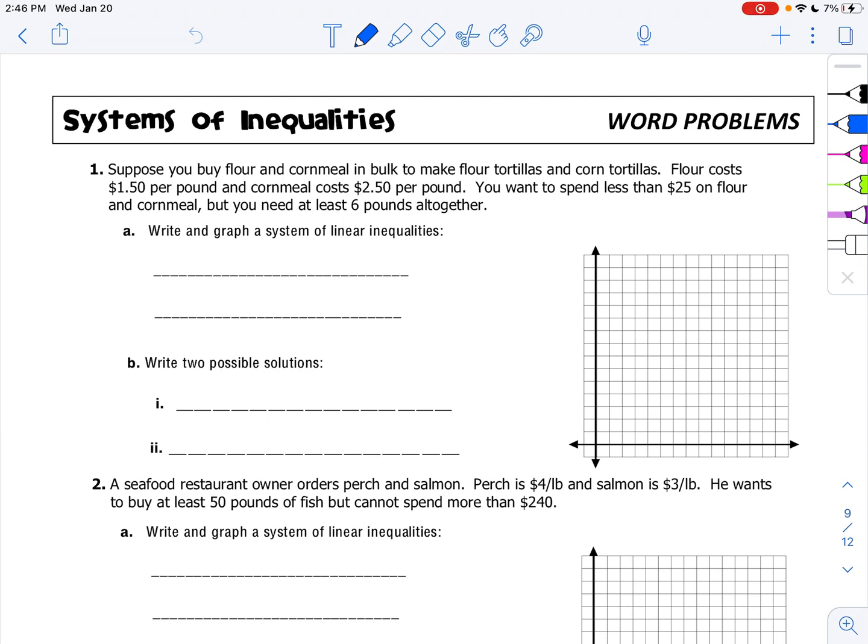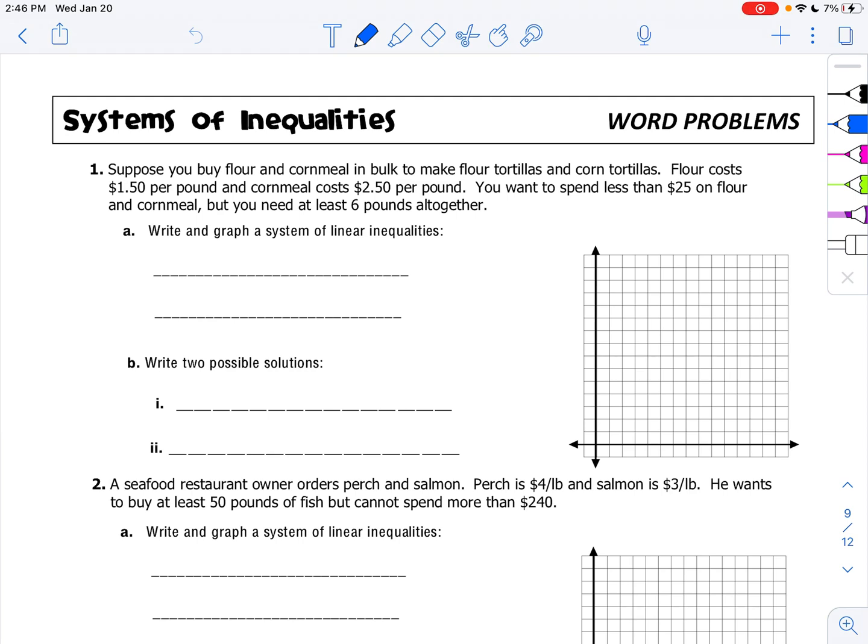Number 1, suppose you buy flour and cornmeal in bulk to make flour tortillas and corn tortillas. Flour costs $1.50 per pound and cornmeal costs $2.50 per pound. You want to spend less than $25 on flour and cornmeal, but you need at least 6 pounds altogether.